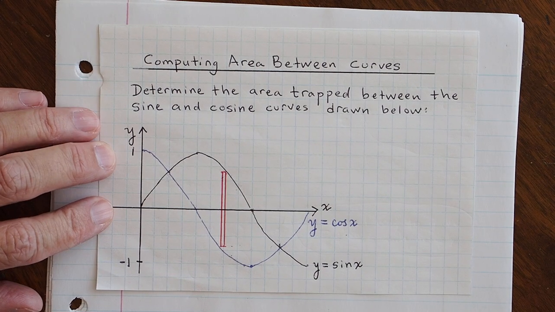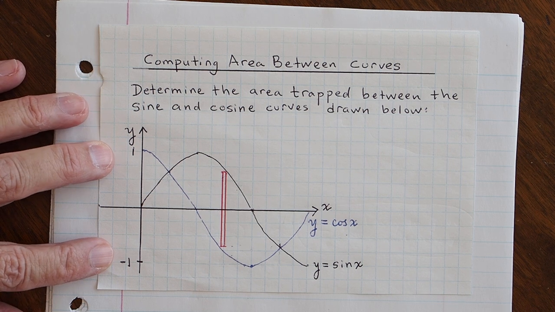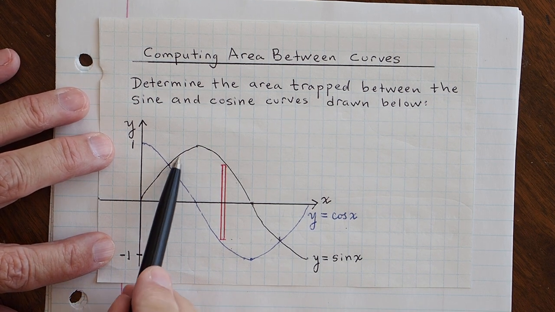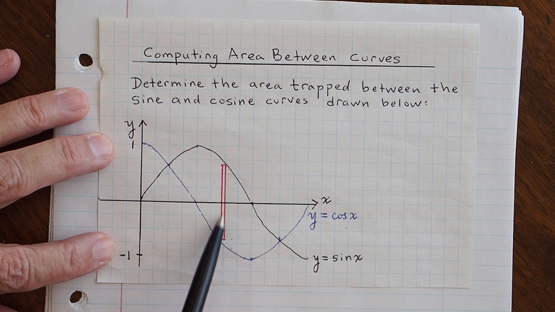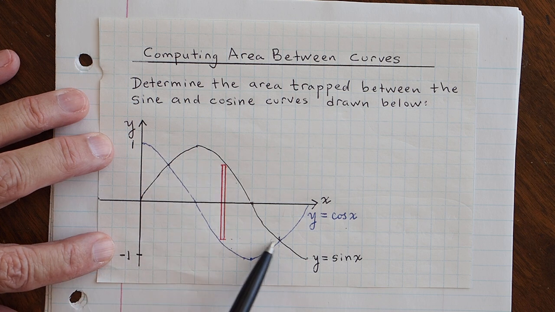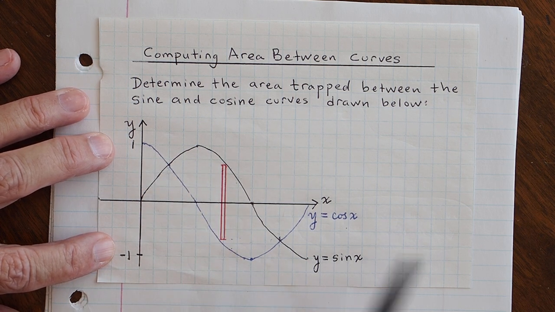Hello everyone, HMT is here with you to help you compute the area trapped between these two curves, the sine curve and the cosine curve, as illustrated here. Don't mind the red ink just yet. This is the region trapped between the sine curve and the cosine curve. We need to compute how many square units that's comprised of.